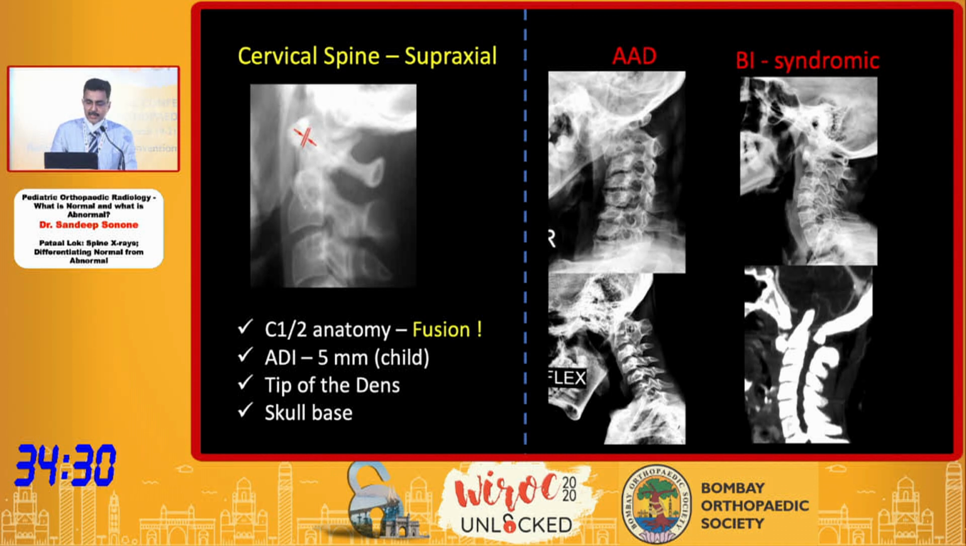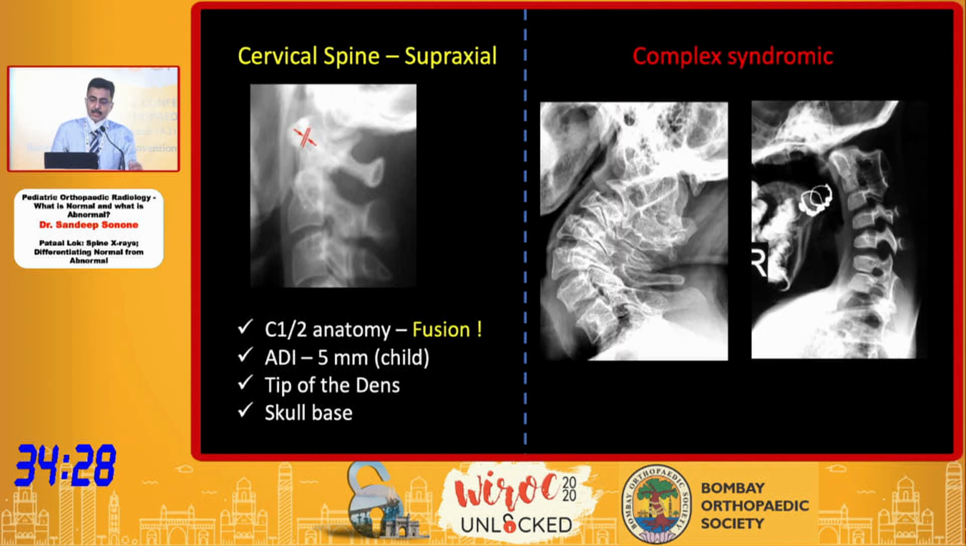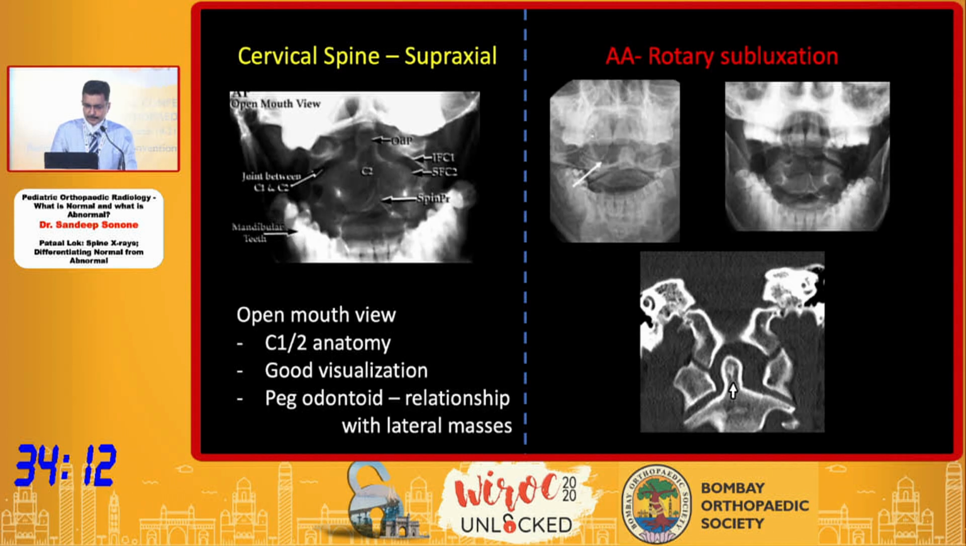the normal anatomical patterns. Along with this, there are certain complex syndromic cases, like in this case where there are abnormalities in the supra and the subaxial cervical spine, and these again go in favor of syndromic cases. So all these things can be diagnosed on the radiological examination if you know the normal looking X-ray.